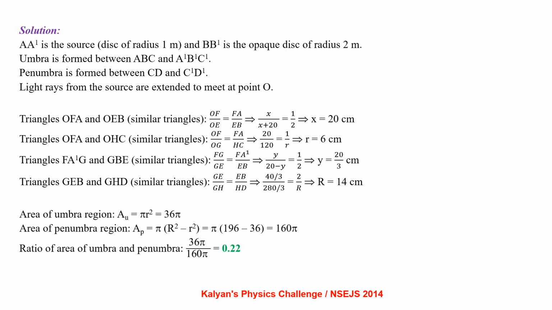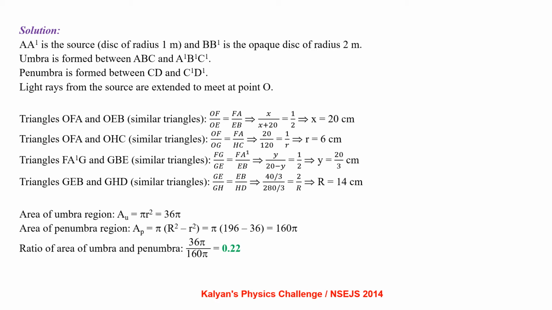Triangles FAG and GBE are similar triangles. FG by GE equal to FA by EB, from where we get y equal to 20 by 3 cm. Triangles GEB and GHD are similar triangles. GE by GH equal to EB by HD, from where we get capital R equal to 14 cm.